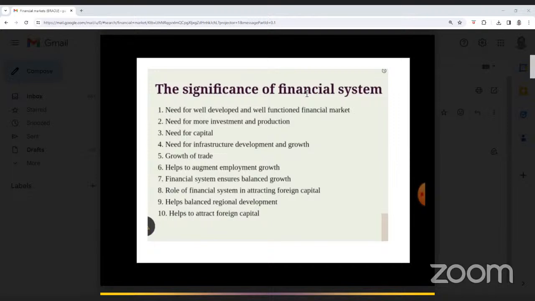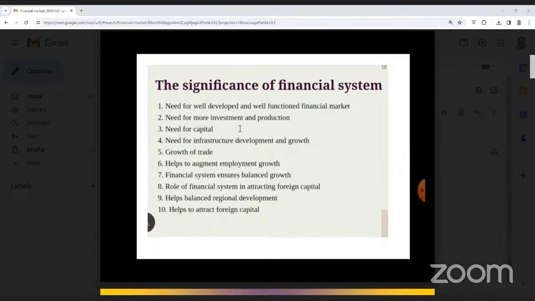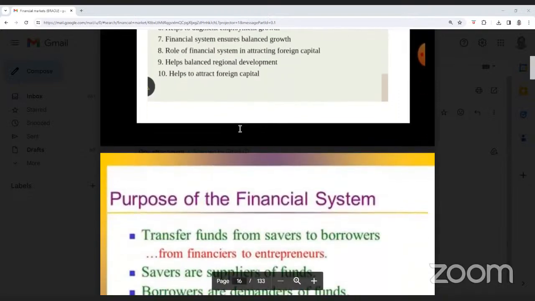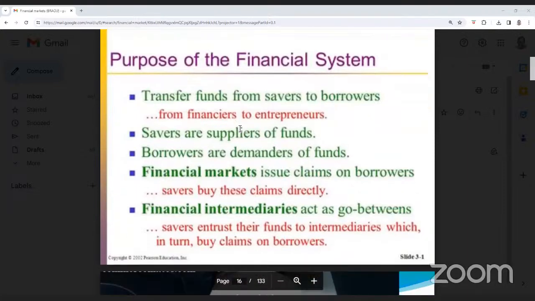It helps to attract foreign capital. It takes the first role in attracting foreign capital. Are you getting my point? Yes, ma'am.